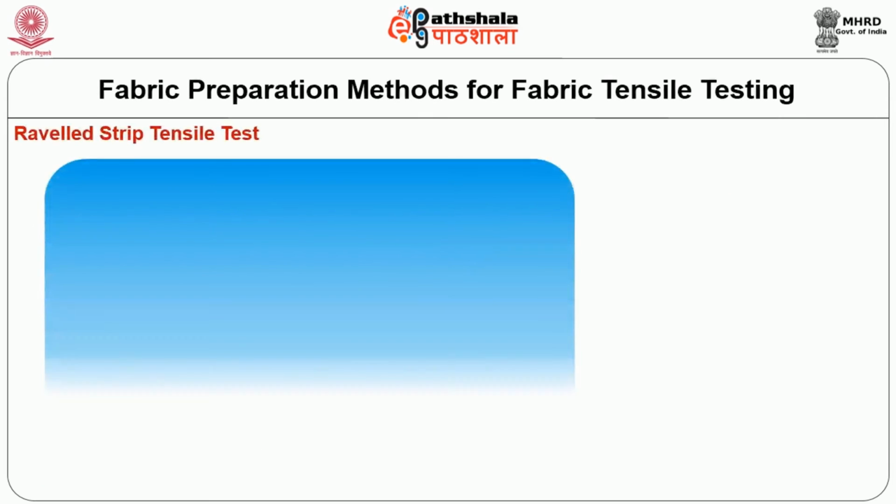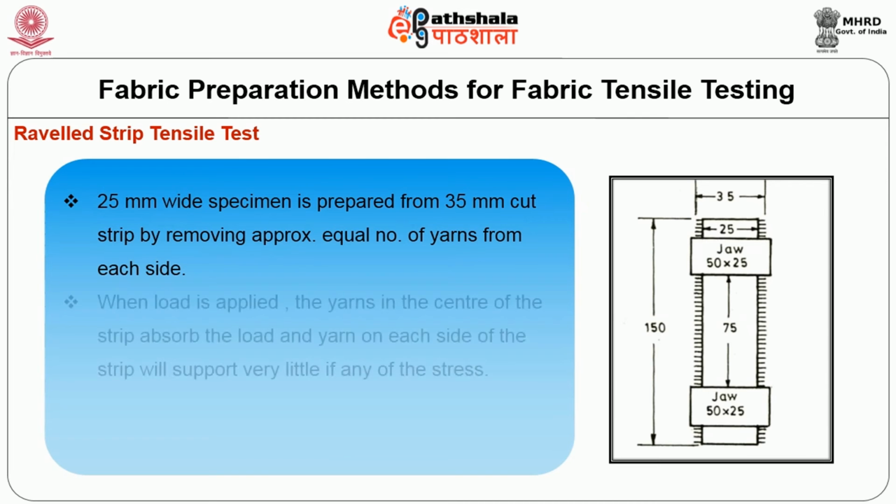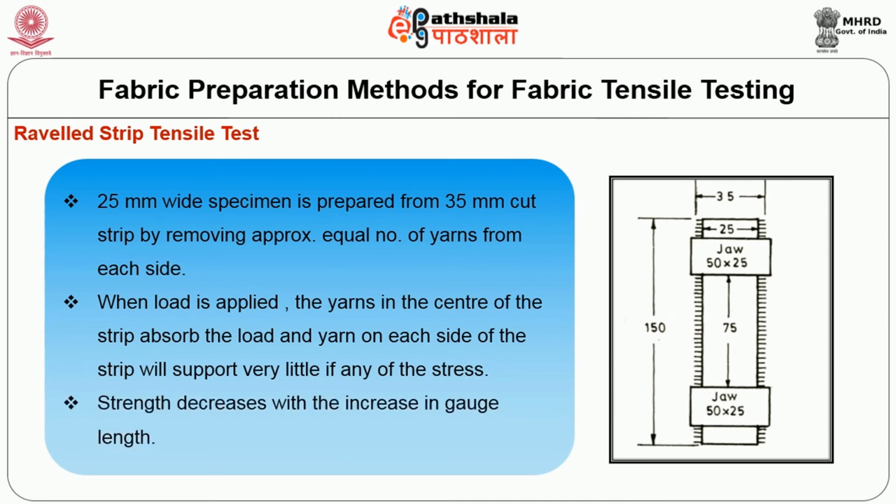Fabric preparation method for fabric tensile testing. One method is the raveled strip tensile test. A 25 mm wide specimen is prepared from a 35 mm cut strip by removing an approximately equal number of yarns from each side. When the load is applied, the yarn in the center of the strip absorbs the load and the yarn on each side of the strip will support very little, if any, of the stress. Stress decreases with the increase in gauge length.